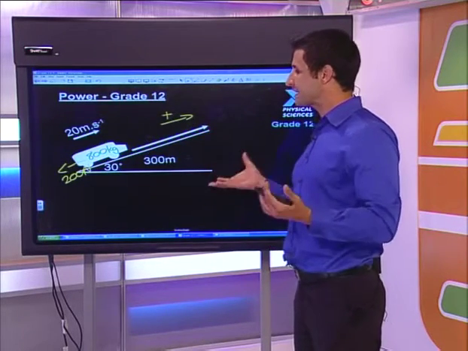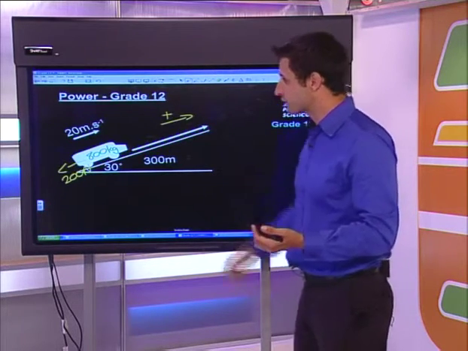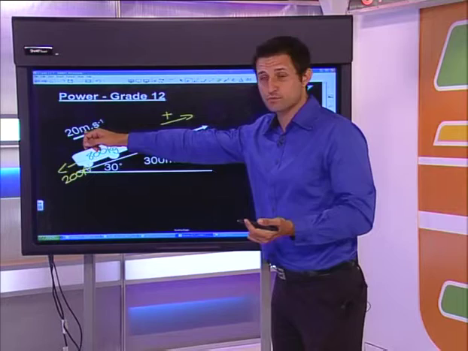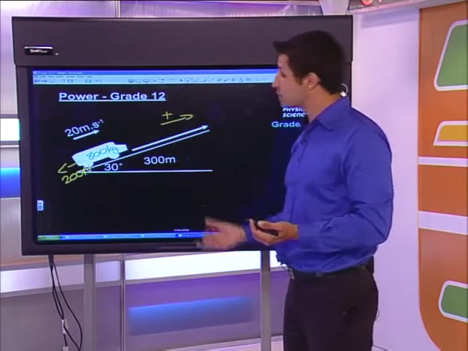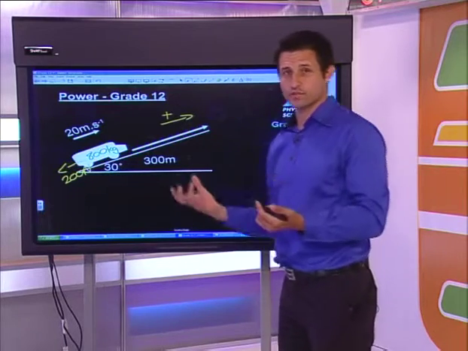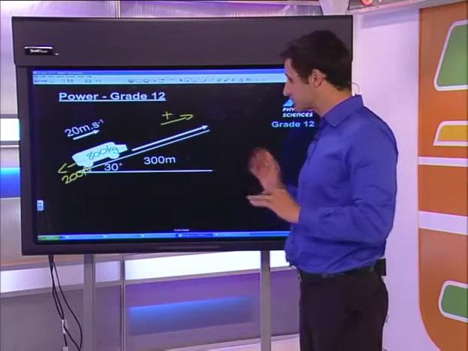Let's find out how much work is required to do all these things at the same time. I've got kinetic energy from my 20 meters per second. I've got gravitational potential energy because I went upwards. I'm doing work against friction. So there's a large amount of work being done in 3 different ways. So let's start tackling it.